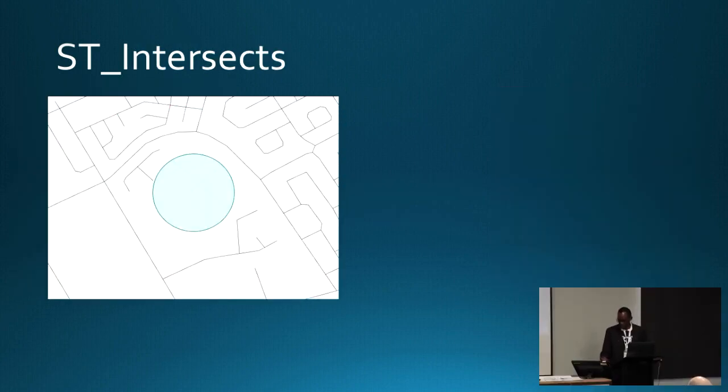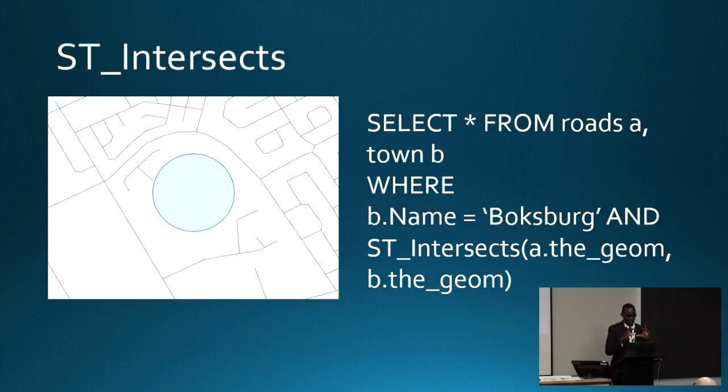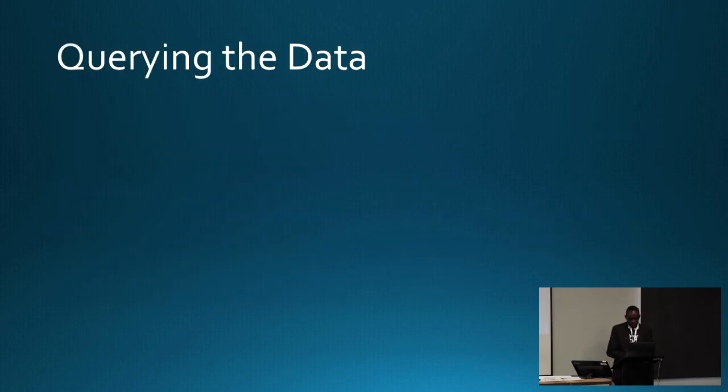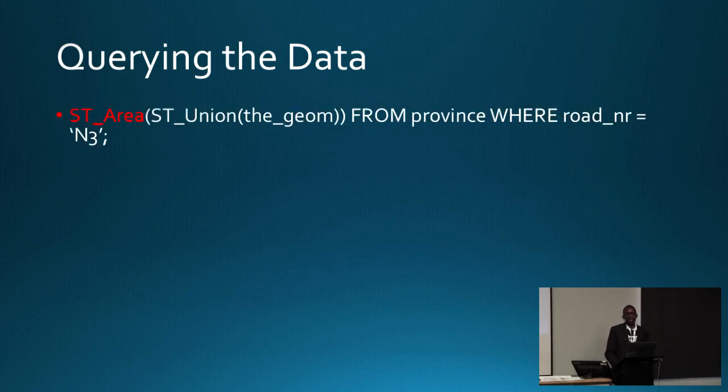Then we have ST_Intersects. You don't see it very well, but in essence I've run this command, asking it to show me the streets that intersect with a specific area. Those streets are highlighted in gray. Then we have other types of functions. We have, for instance, ST_Area, which is used to calculate the area of a given polygon in square meters.